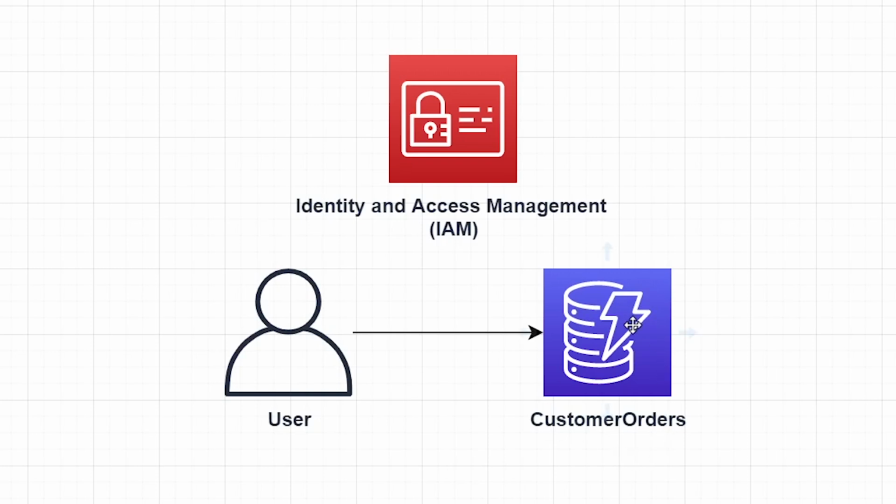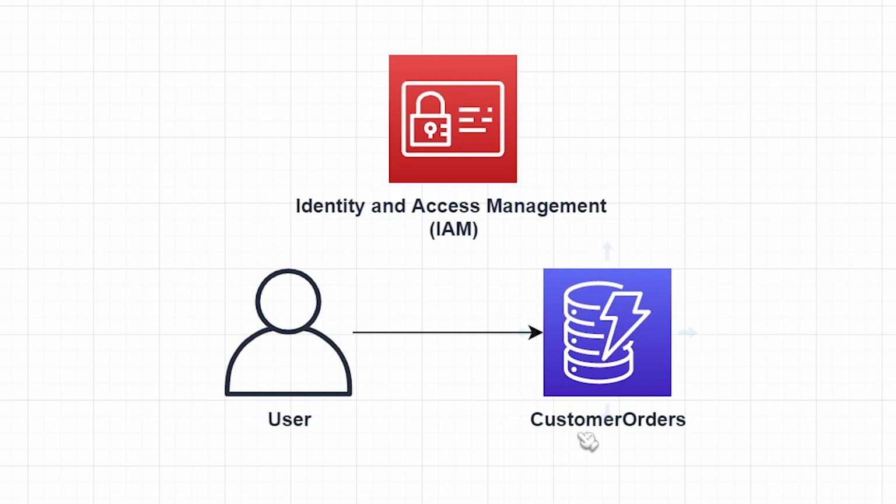I already have a customer orders table that already exists and has some data in it. And then I have a user that wants to access certain attributes of this table. So the way that we're going to do this is we're going to create an IAM user. Well, I already have one created, so we're not going to create one. And then we are going to attach a policy to that user that's going to have some very specific permissions that are going to restrict those attributes on this particular table. So that's what we're going to be doing in this video.